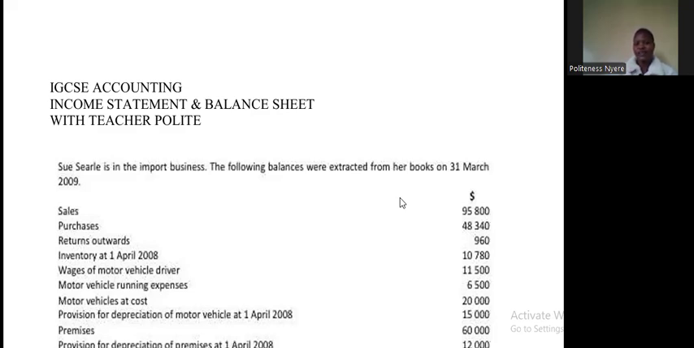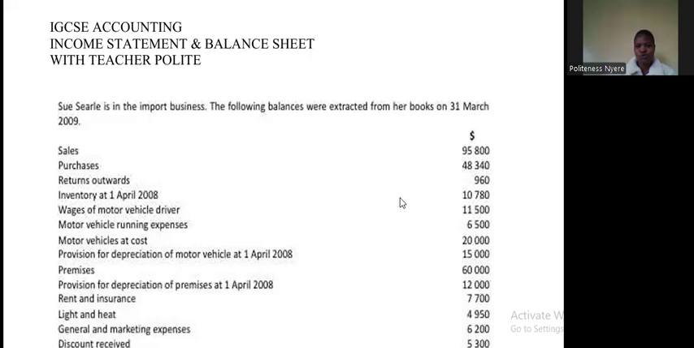Today we are going to be looking at accounting, mainly the income statement and the balance sheet example. Last time when I came here, we were talking about the format for the income statement and the statement of financial position. So now we want to look at an example, a question that I took from a past exam paper, to cover the income statement and the statement of financial position. That is what we want to do in this lesson.